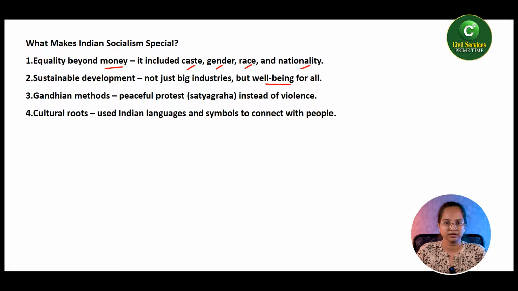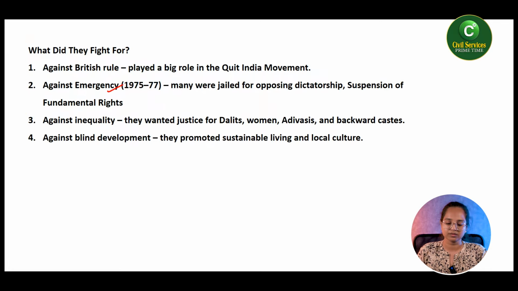Industries construct cheyadam matrame kakunda, it also should include well-being of humans. Next, Gandhian methods like non-violence, peaceful protest, etc. And cultural roots like Indian languages, symbols ni use cheyadam. Next, what did they fight for? Under British rule, against British rule, and against emergency, where many were jailed, and suspension of fundamental rights, and also against inequality. ఏదైతే caste based discrimination జరిగిందో దానికోసం they also fought.